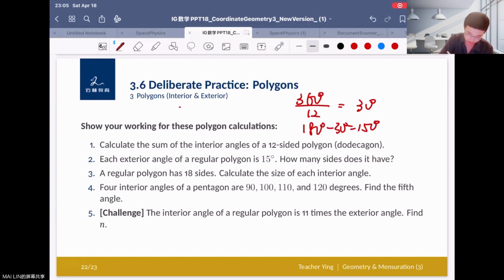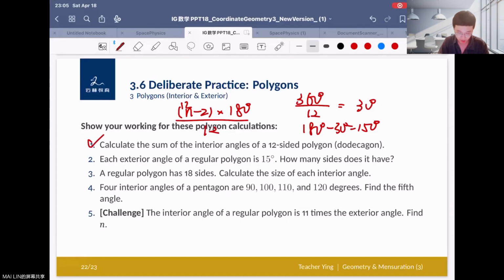Here, we can set (n minus 2) times 180 degrees to mean the total interior angles. And we have 12 interior angles in total. That is (12 minus 2) times 180 degrees over 12, okay? So the value equals 150 degrees, okay? That is for the first problem.